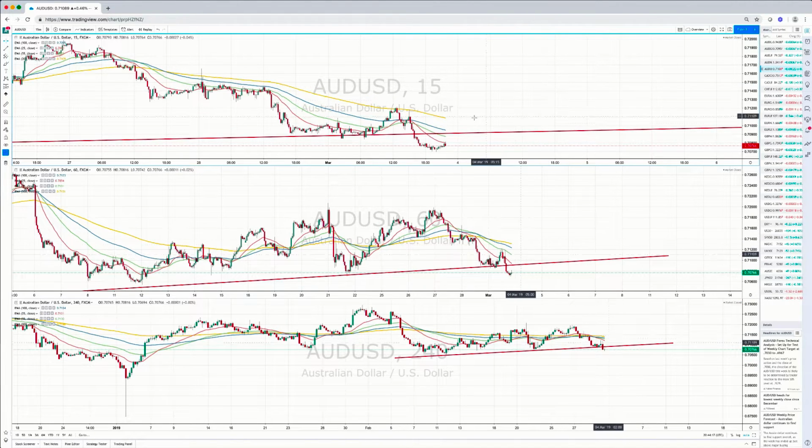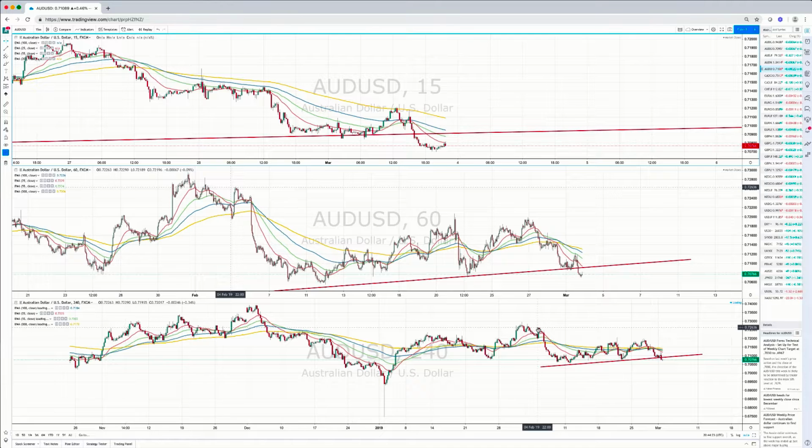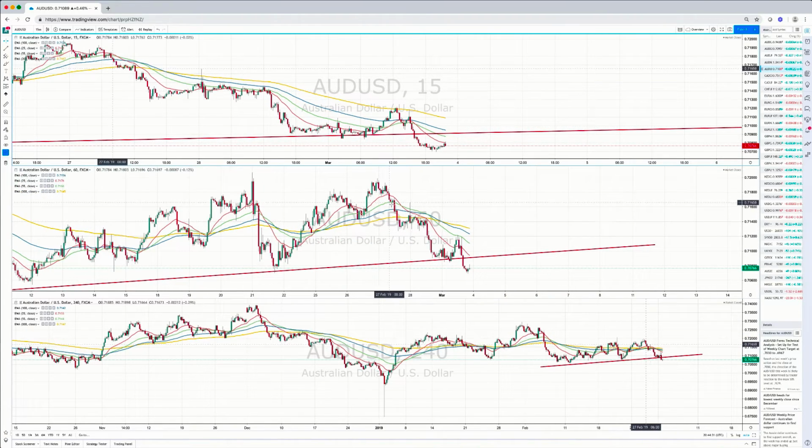I like the look of what's going on with the Australian dollar at the moment. If we look at this from the 4-hour chart perspective, we can see that the market is breaking down. We've broken beneath this trend line over here, which is really nice to see. The 1-hour chart obviously is supporting that.